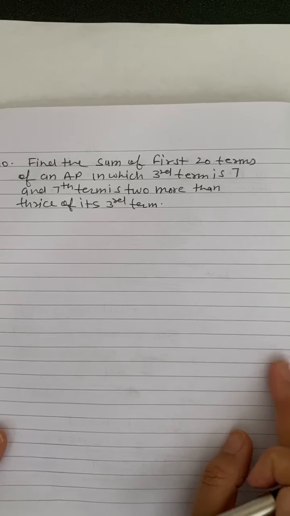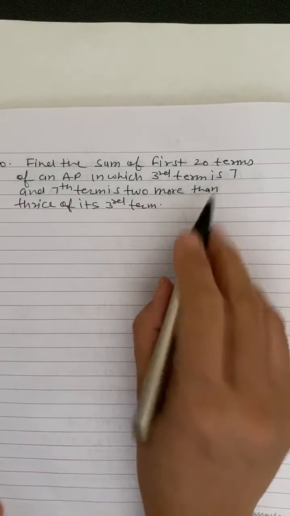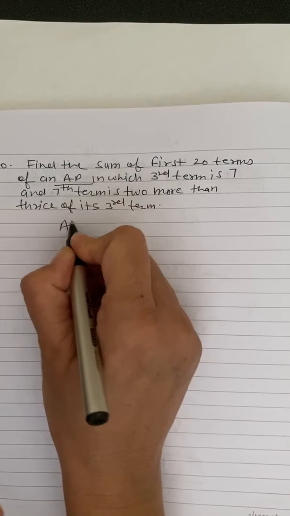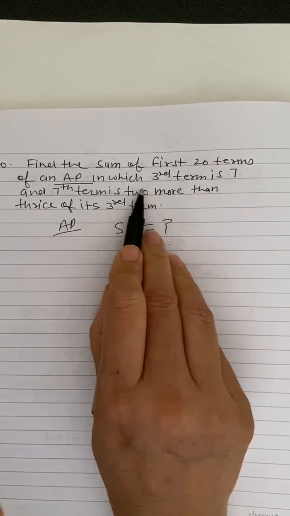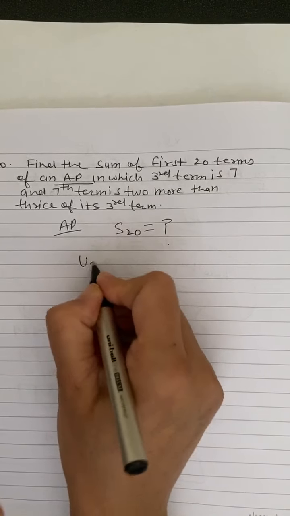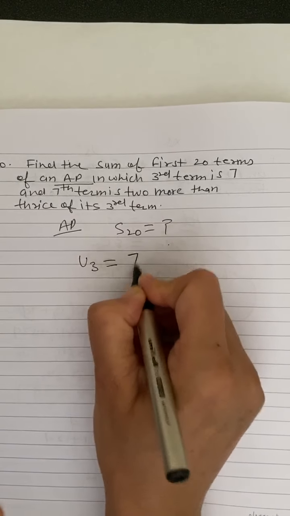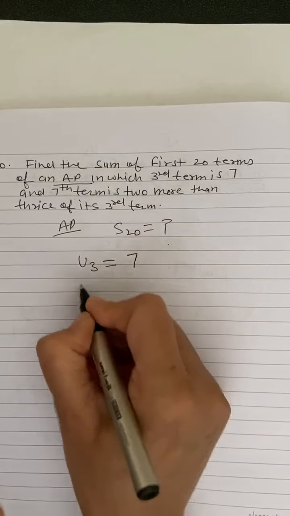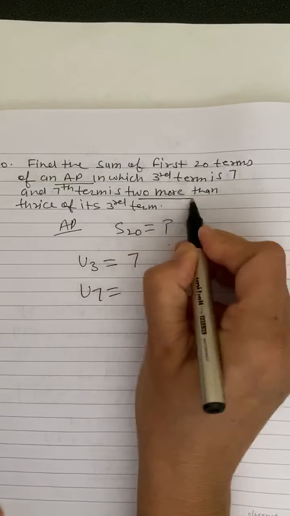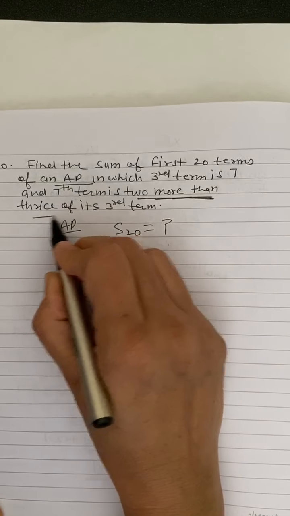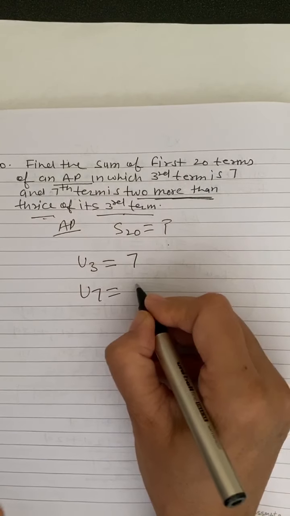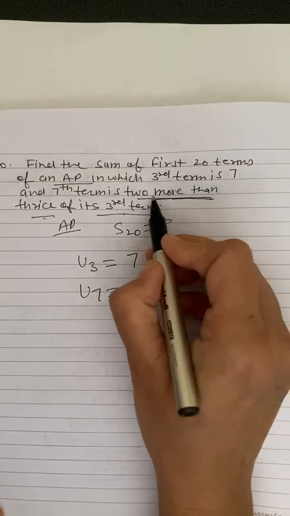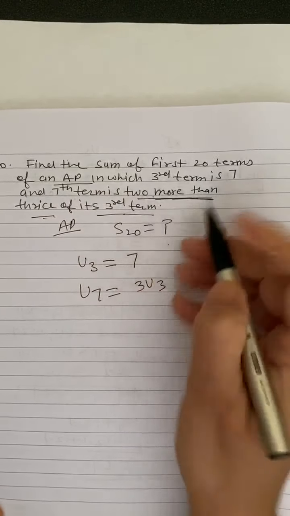Okay, so next one is, find the sum of first 20 terms of an arithmetic progression. So you have to find S20. And in which the third term, u3, is 7, and the 7th term, u7, is 2 more than thrice of its third term. Thrice means 3 times. So 3 times u3 and then 2 more than, which means plus 2.